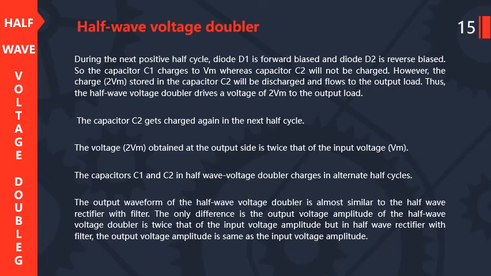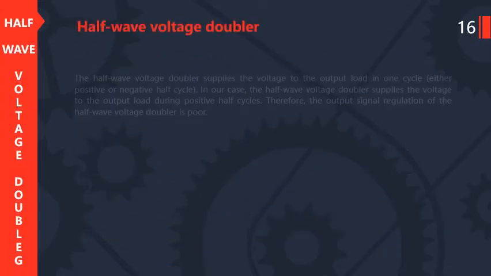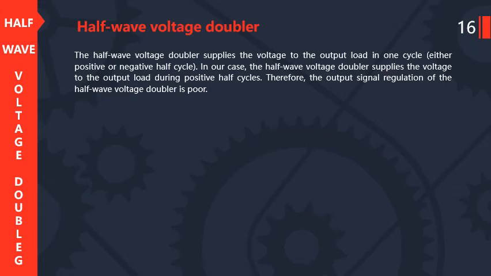The output waveform of the half wave voltage doubler is almost similar to the half wave rectifier with filters. The only difference is the output voltage amplitude of the half wave voltage doubler is twice that of the input voltage amplitude. But in half wave rectifier with filter, the output voltage amplitude is same as the input voltage amplitude. The half wave voltage doubler supplies the voltage to the output load in one cycle, either positive or negative half cycle. In our case, the half wave voltage doubler supplies the voltage to the output during the positive half cycle. Therefore, the output signal regulation of the half wave voltage doubler is poor.